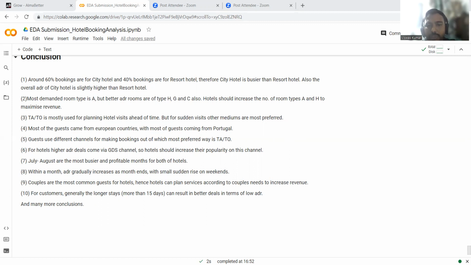July and August are the busiest and most profitable months for both hotels. Within a month, ADR gradually increases as the month ends, with a small sudden rise on weekends. Couples are the most common guests for hotels, hence hotels can plan services according to the couple's needs to increase revenue. For a customer, generally longer stays of more than 15 days can result in better deals in terms of low ADR. And we can conclude many more things from the data.